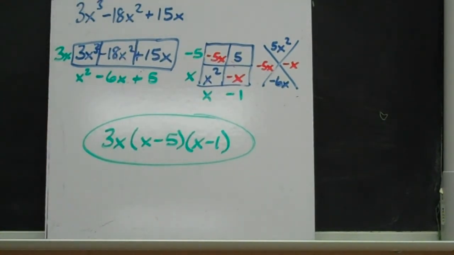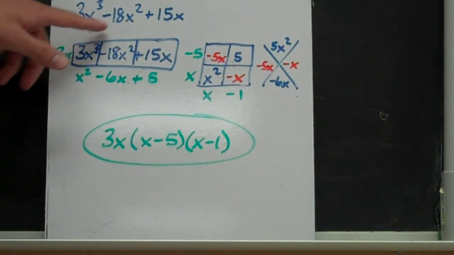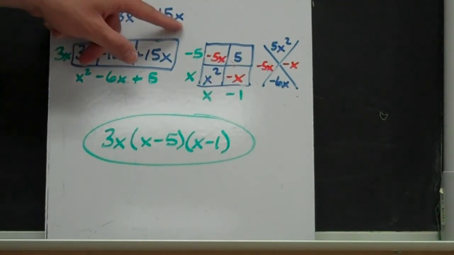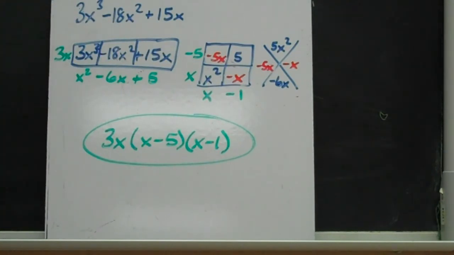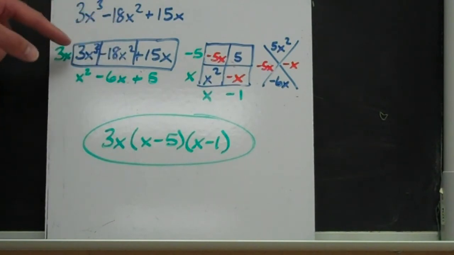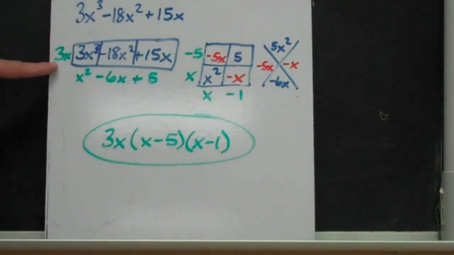Lastly, you may be presented with a problem like this one: 3x cubed minus 18x squared plus 15x. Whenever you're given a factoring problem, the first thing you want to do is look carefully at everything in the problem and ask yourself if they all have something in common. In this case, they all have an x, and they're all divisible by 3. So we're going to draw a rectangle around the original problem, and we're going to take out that 3x.